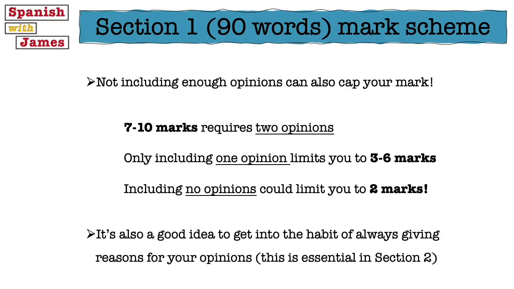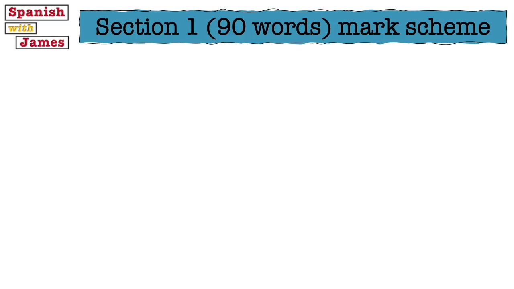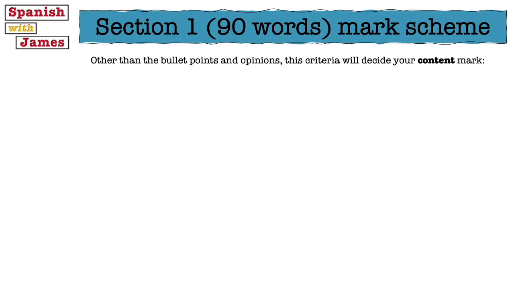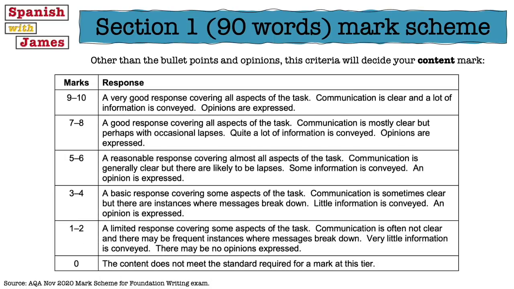And it's always a good idea to get into the habit of giving reasons for your opinions, and that's because it's essential in section 2. So it's best to just do it for both sections anyway, and then you're in the habit of doing it. Now, to give you a clearer idea of exactly what the examiner is looking at when they mark your work, other than the bullet points and the opinions, this is the criteria that is used to decide your content mark.